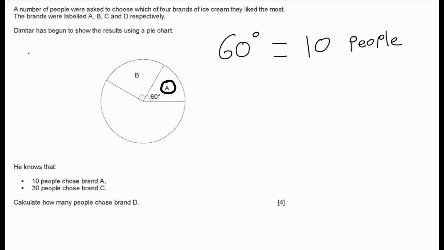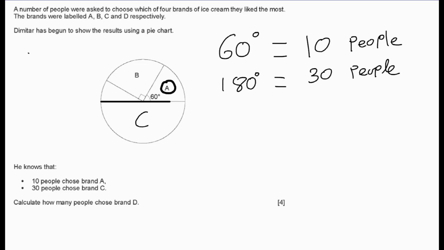To work out how many people chose brand C, well, if 60 degrees is 10 people and 30 people chose brand C, then brand C is going to be 10 times 3 is 30, 60 times 3 is 180. I need to multiply both sides by 3. So brand C takes up 180 degrees of the pie chart. So I'll just sketch that on. So that is brand C taking up 180 degrees, exactly half.